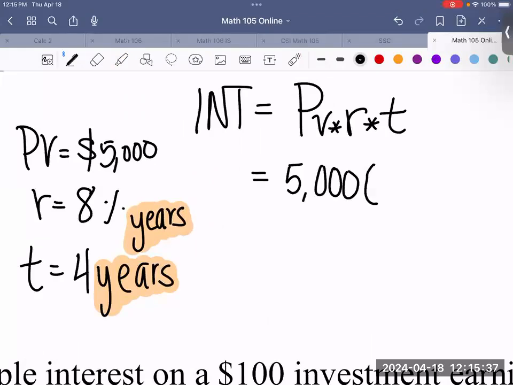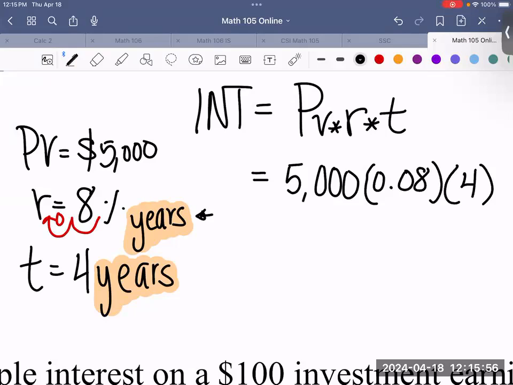Times your rate. If you're not familiar how to do your rate, all you're going to do is take the decimal place that's typically found here, and you're going to move it over twice. So we're working with 0.08 times your time, 4.